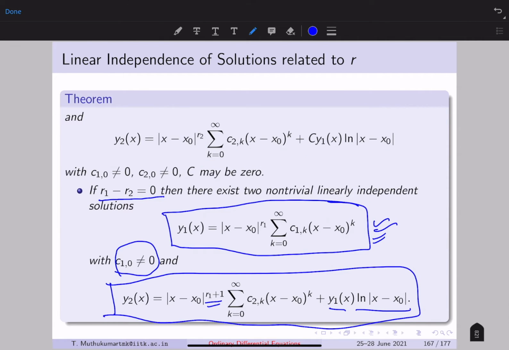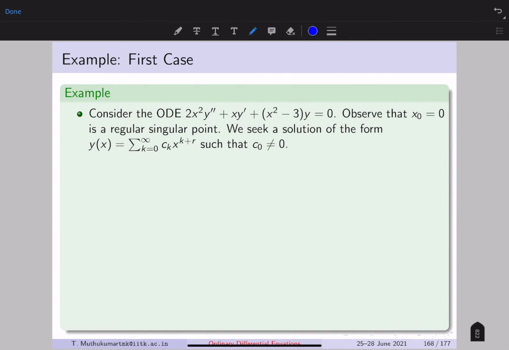Okay, so let's understand this theorem via examples. We will see all the three cases in various situations. So let's take the first case. First example. So you take this ODE here.